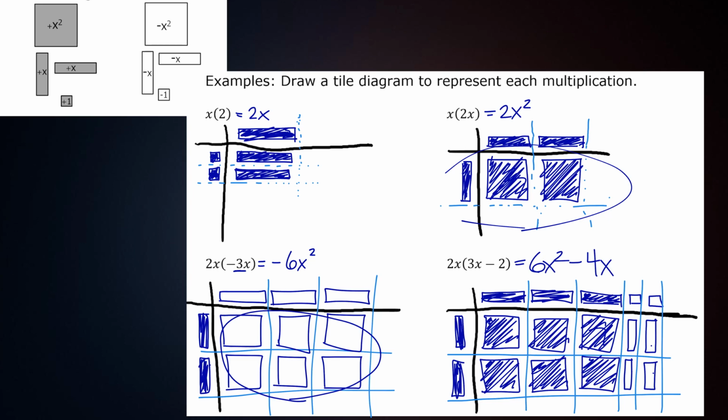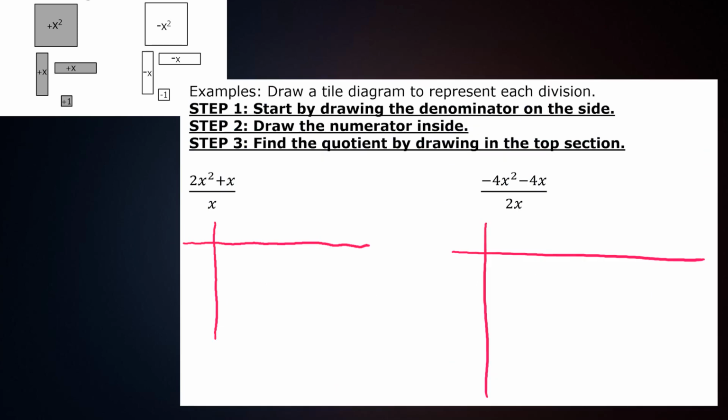Now let's try out some problems that involve division. And remember that division is really just multiplication backwards. It's the opposite operation. So what's kind of cool about this is it's almost very similar to what we just practiced, but working backwards. So a good first step in questions like this is to start by drawing the denominator on the side. So in this first example, we're dividing by x. So I'm going to draw my x tile along the side here, and I'm shading it in because it's positive.